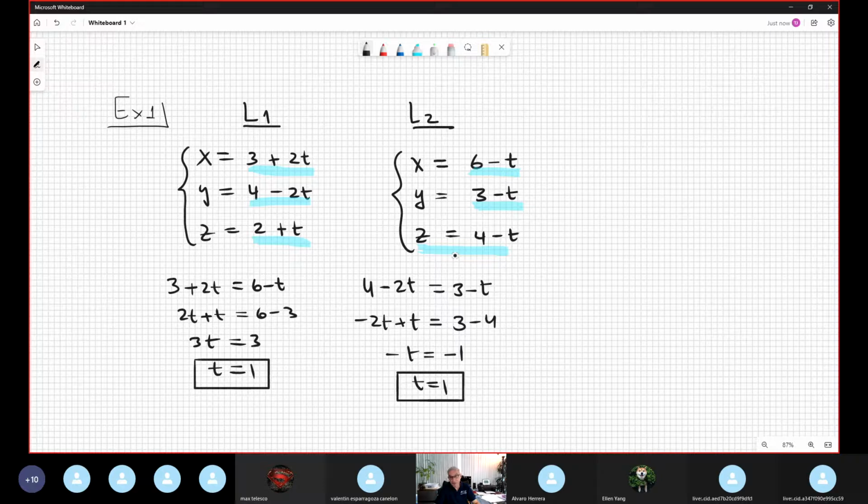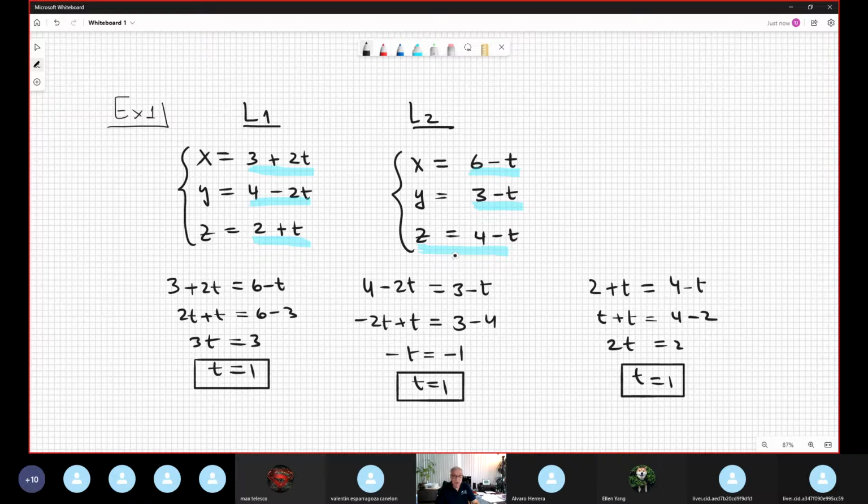That is another thing I will investigate in the second part. So now let's take the z equation: 2 plus t equals 4 minus t. So t plus t is equal to 4 minus 2, 2t equals 2, divided by 2, t equals 1 again. When at least one equation gives me a different t, it's because they are not intersecting. By the way, it is interesting to find the intersecting point.